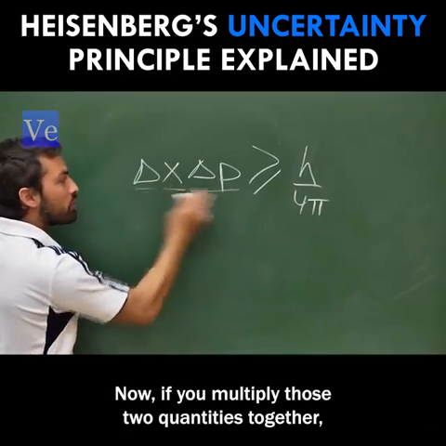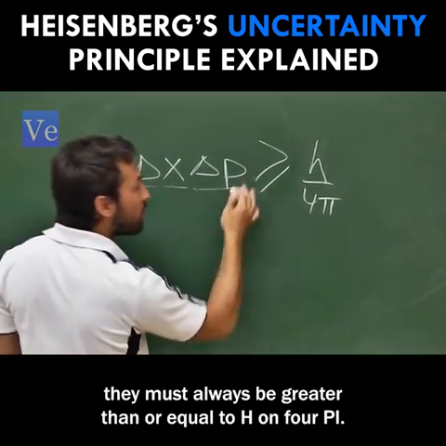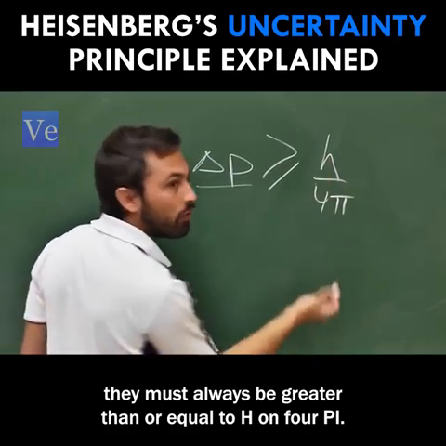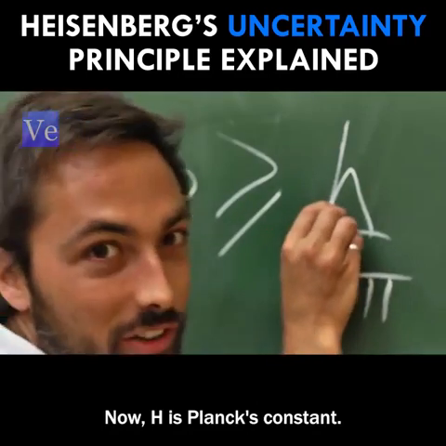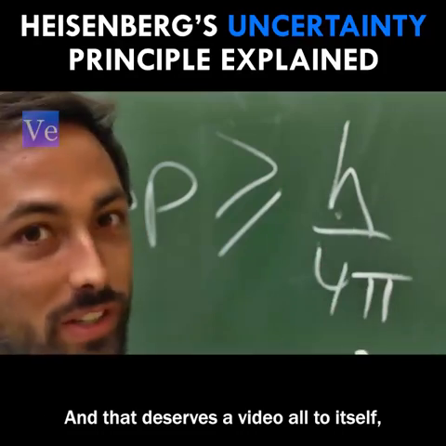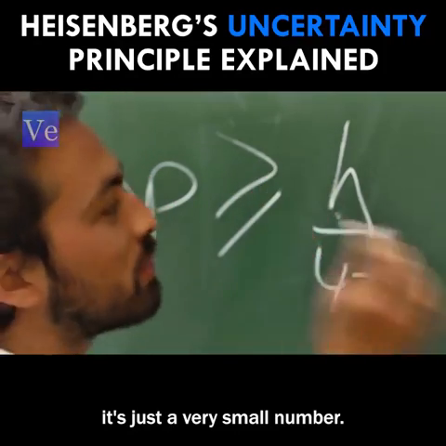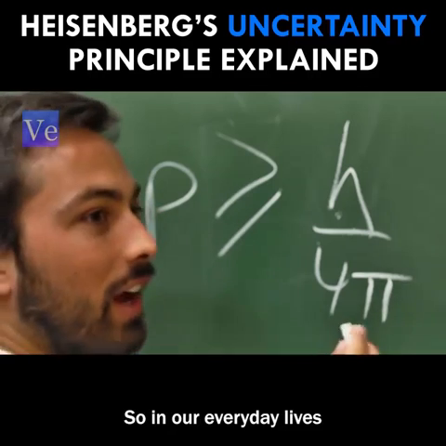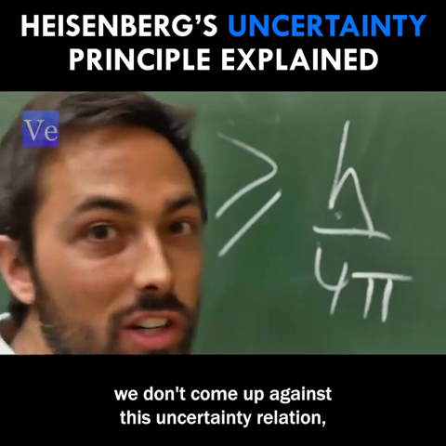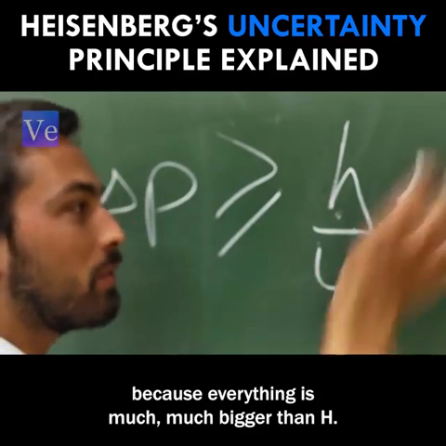Now, if you multiply those two quantities together, they must always be greater than or equal to h on 4 pi. Now, h is Planck's constant, and that deserves a video all to itself, like this one by 60 Symbols. But for our purposes, it's just a very small number. So in our everyday lives, we don't come up against this uncertainty relation because everything is much, much bigger than h.